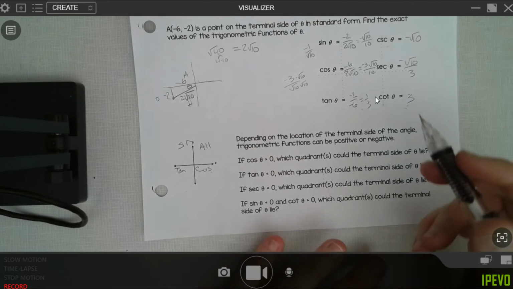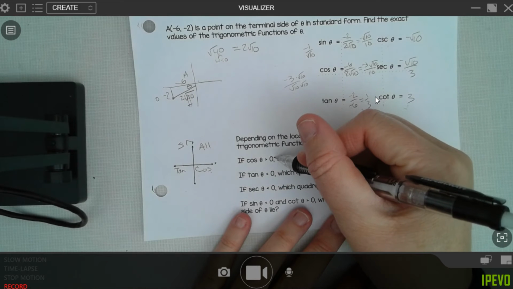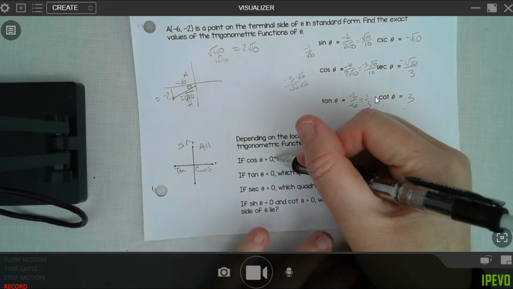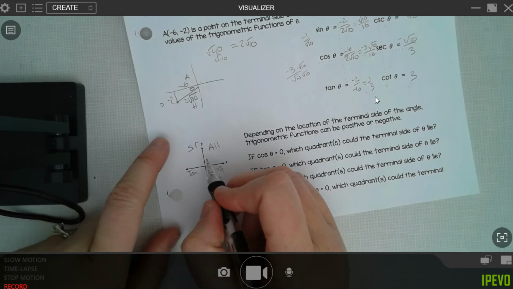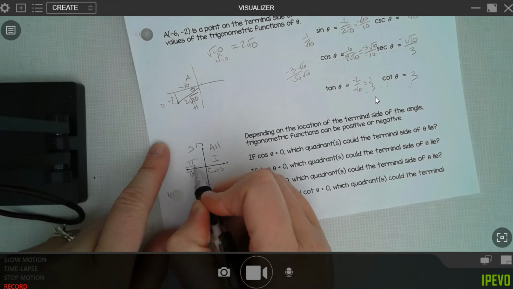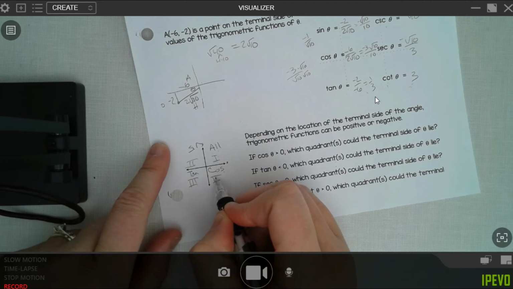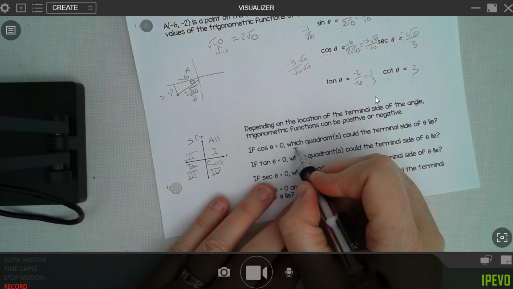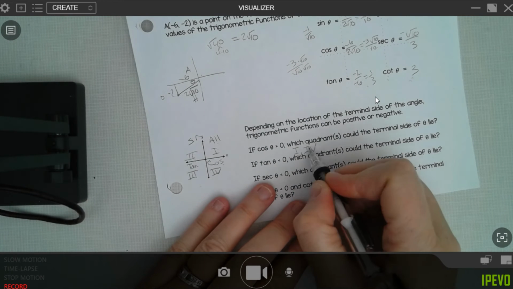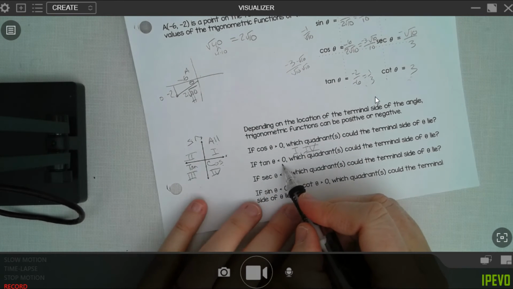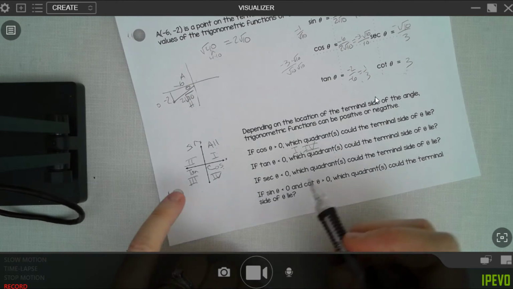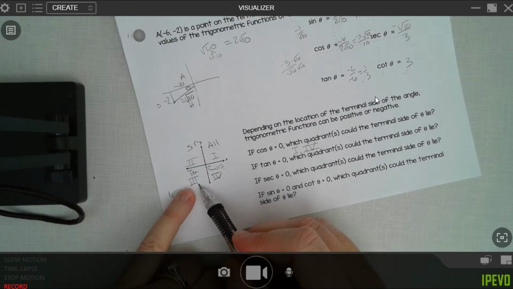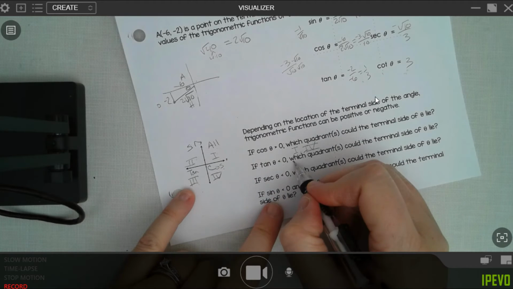So if cosine is positive, what two quadrants would our terminal side have to lie on? It either has to be in quadrants 1, 2, 3, 4, so if cosine's positive, it's either in 1 or 4. If tangent is negative, it's negative in the ones that do not match. So it's positive here, which means it's negative in 2 and 4.